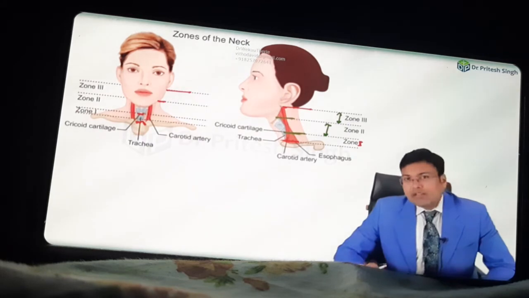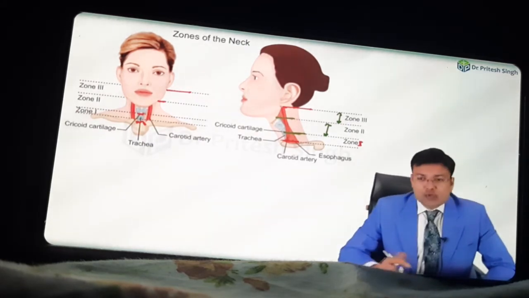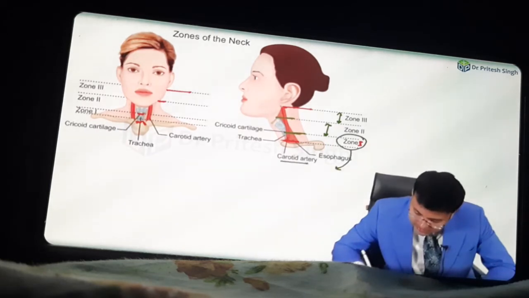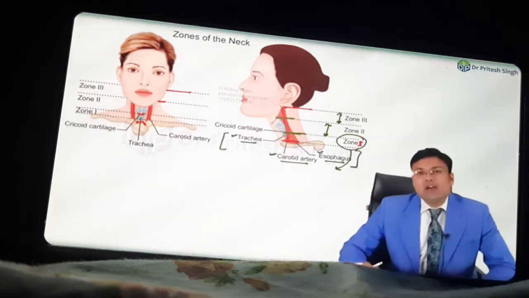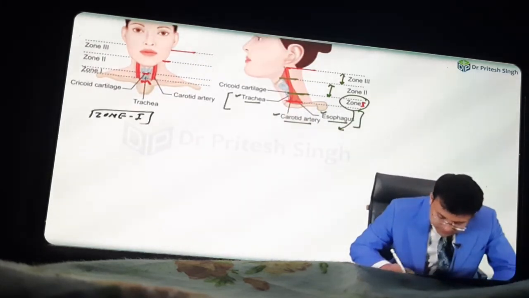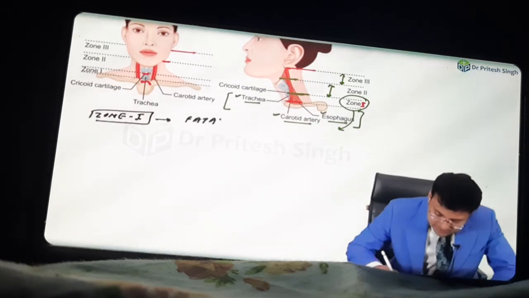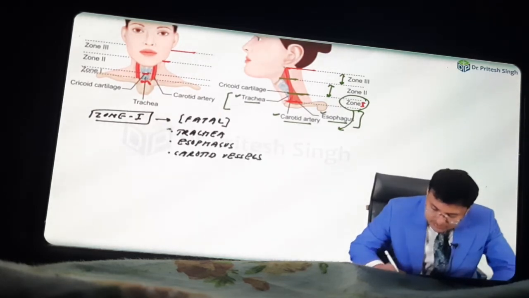Important question: out of 3 zones, which zone injuries are fatal? The zone where the carotid vessels, trachea, and esophagus are most superficial. So it's zone 1. In zone 1, the carotid artery, trachea, and esophagus are most superficial, and these injuries are fatal. Why? Because the trachea, esophagus, and carotid vessels are superficial.